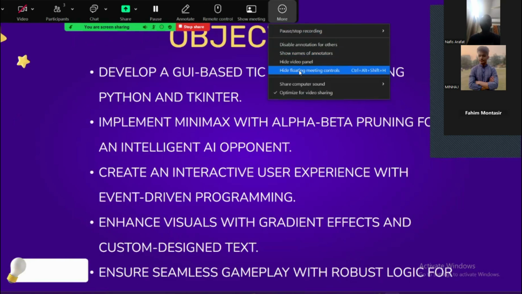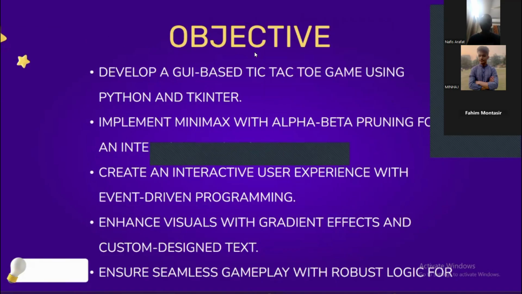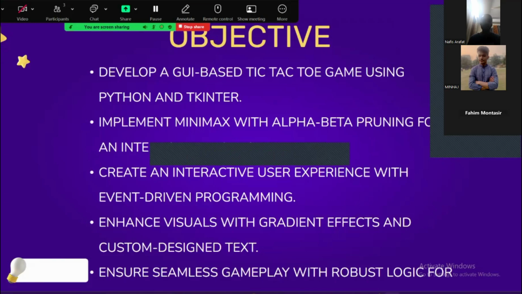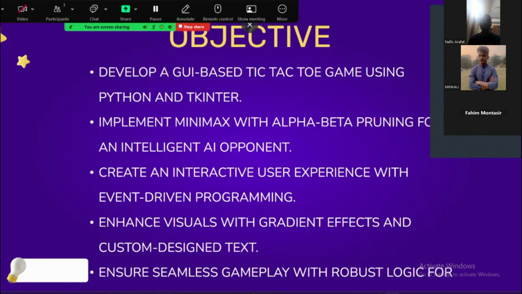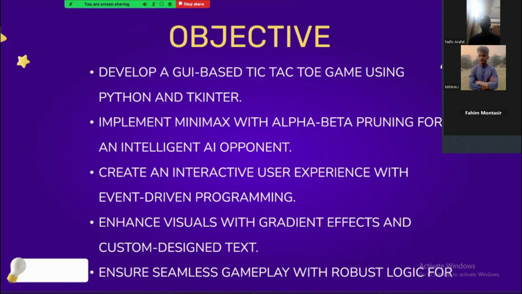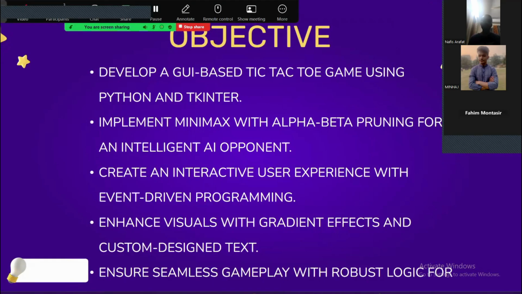Our main objectives of this project were to develop a GUI-based tic-tac-toe game using Python and tkinter, to implement the Minimax algorithm with alpha-beta pruning, ensuring optimal and efficient AI decision-making, to create an interactive, user-friendly interface using event-driven programming principles, to enhance the game's visual appeal with gradient effects and custom design text, and to ensure seamless gameplay by integrating robust logic for detecting game outcomes such as wins, losses, and draws.